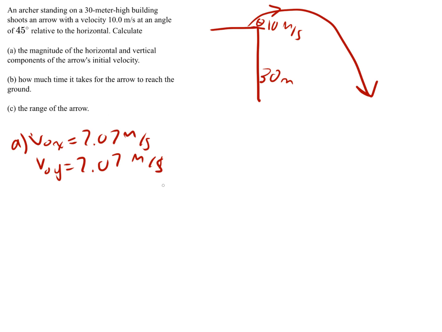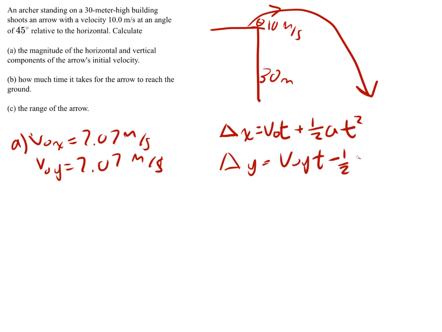Now we need to figure out the time it takes for the arrow to reach the ground. So you might remember this kinematic equation that says that the change in x, or the displacement of an object, is equal to the initial velocity of that object times the time interval plus 1/2 times the acceleration times the time interval squared. And we can actually apply this in the y direction as well. In this case, our initial velocity is simply the initial velocity in the y direction, and our acceleration is simply the gravitational acceleration, g. And it's negative since it's pointing in the downward direction.